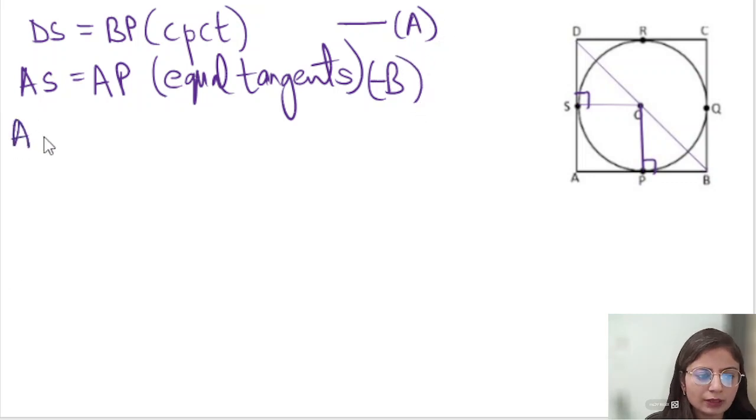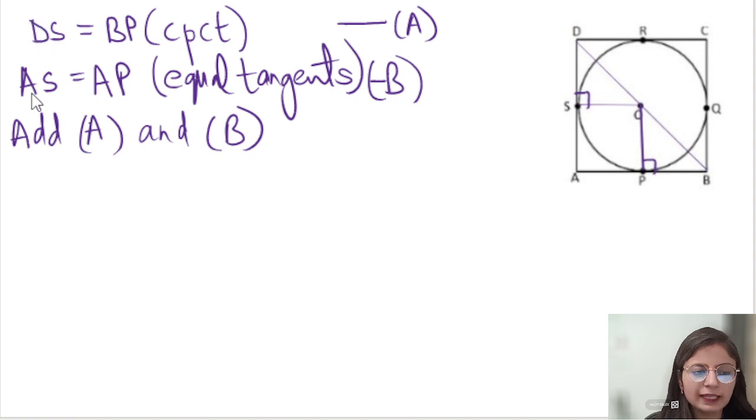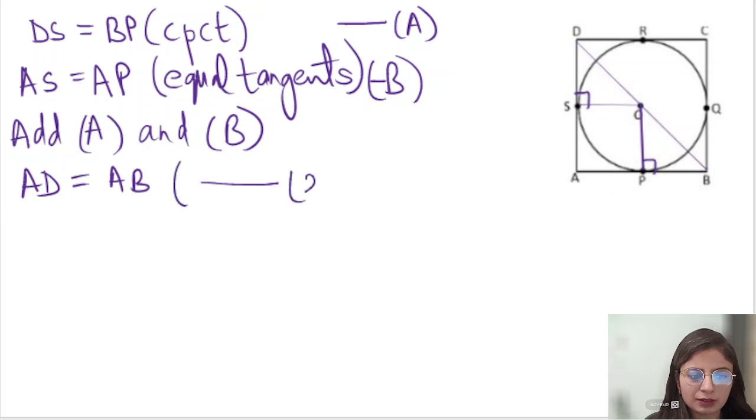Now let's add equation A and equation B. So DS plus AS, what is equals to DS plus AS? This would be equal to AD and BP plus AP would be equal to AB. So let's mark this equation as equation number 1.